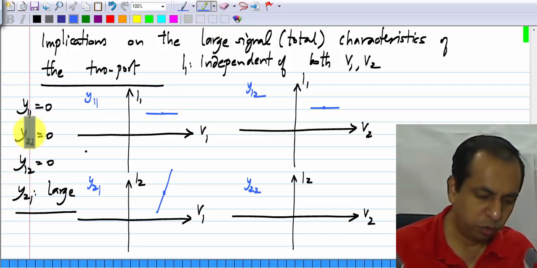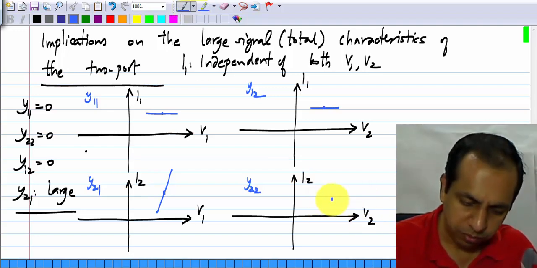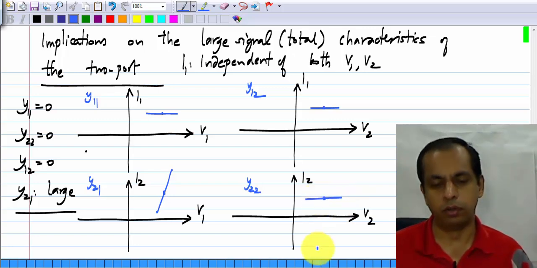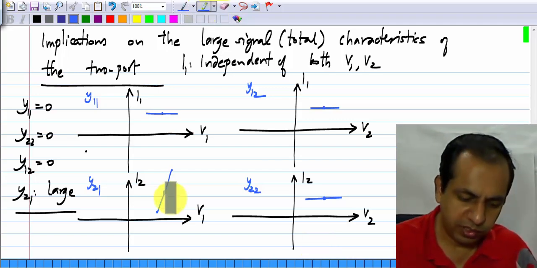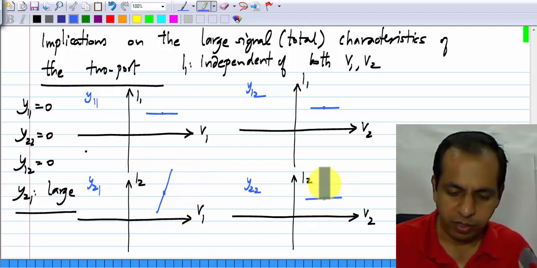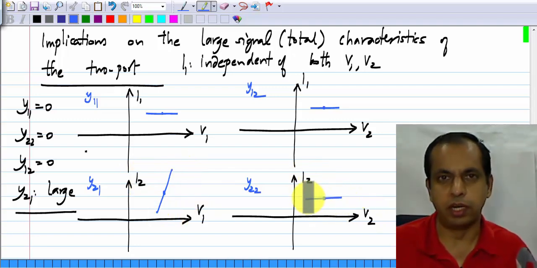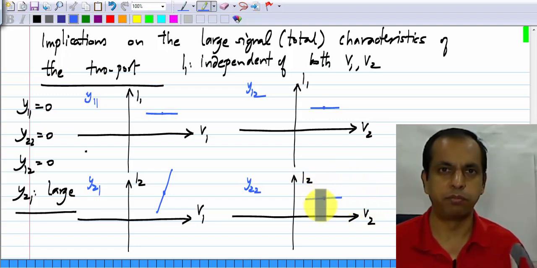And y22 is also 0. So, that means that I2 versus V2 has a characteristic like that around the operating point. Okay. So, what it says is that I2 versus V1 has to be very steep, whereas I2 versus V2 has to be very shallow. That is, I2 should not depend on V2 at all around some operating point.